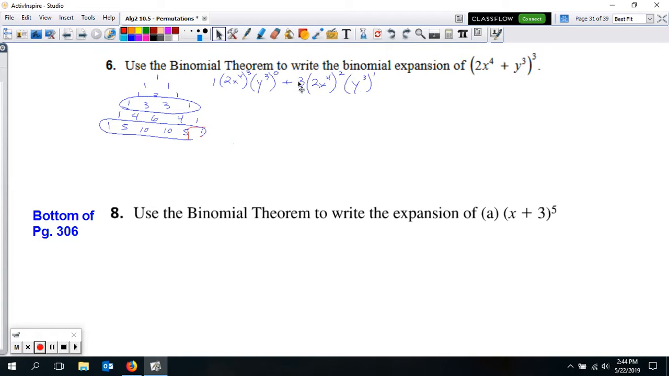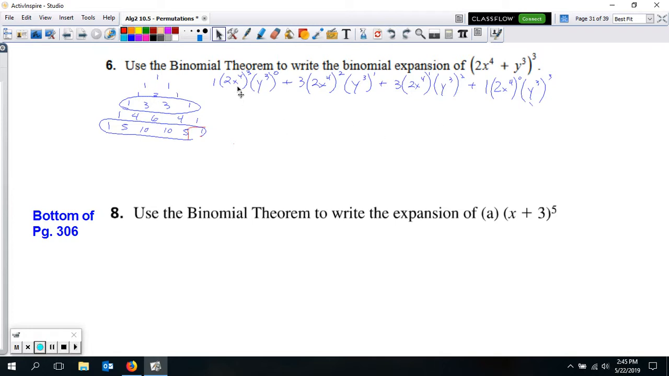Then plus the next Pascal number, which is 3 again. So plus 3. Our 2x to the 4th is now going to be raised to the 1st power, and the y to the 3rd is now going to be raised to the 2nd power. And then our last Pascal number, which is 1, so plus 1. And our first term, 2x to the 4th, is now raised to the 0 power, and the y to the 3rd is raised to the 3rd power. Okay, so that's everything laid out.